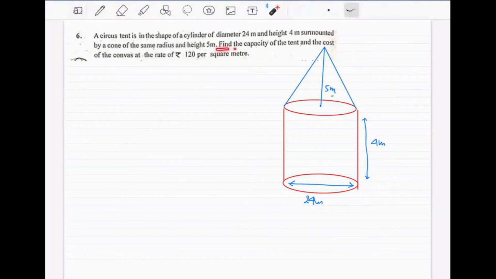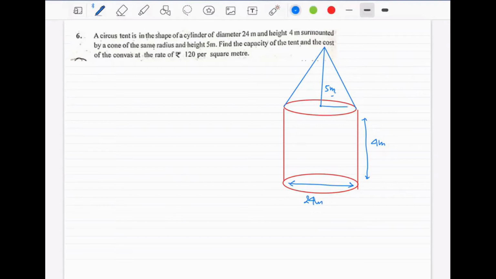The question wants to find the capacity of the tent. When it comes to mensuration, whenever you see capacity, you should always know that it deals with the volume. Volume and capacity are used interchangeably. That means the volume of the tent, combining these two figures together. And the cost of the canvas, right?